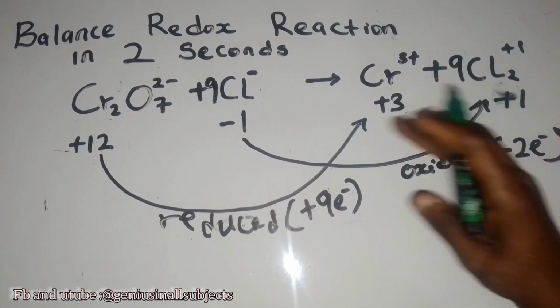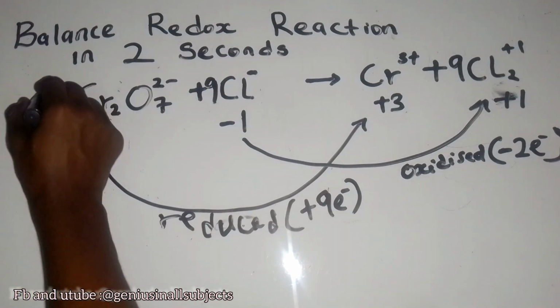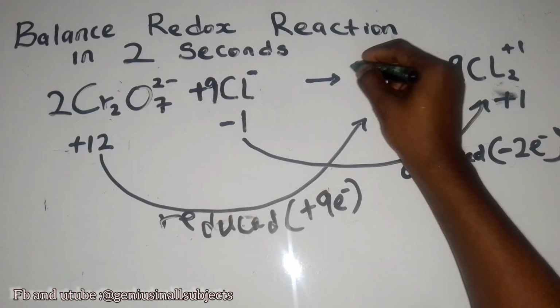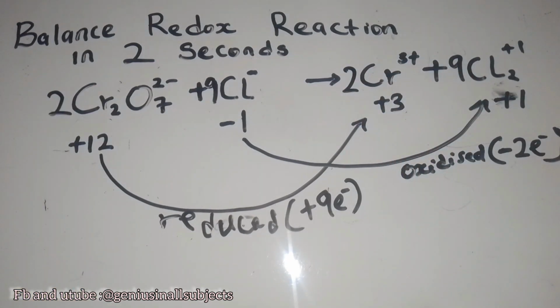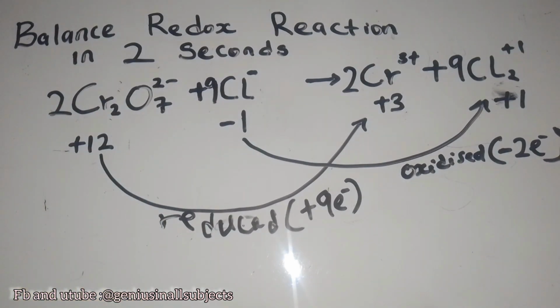Now coming to chlorine. Chlorine was oxidized by 2. So you write 2 here, and you write 2 here. So you have balanced the equation. But one thing remains: we need to balance the oxygen here. We need to balance the oxygen.